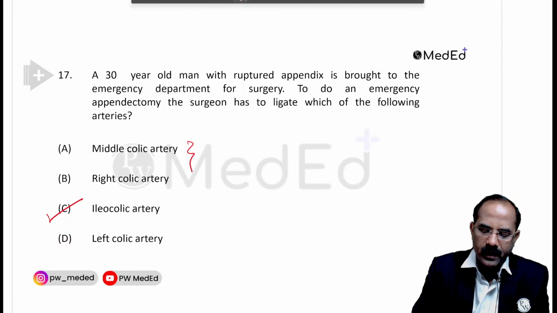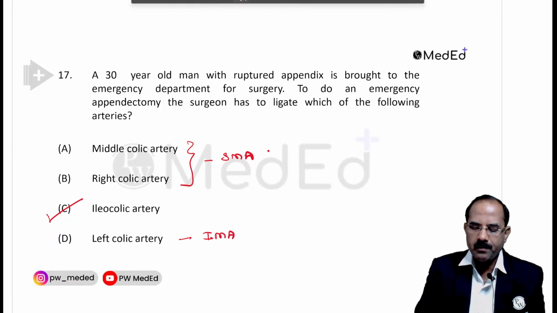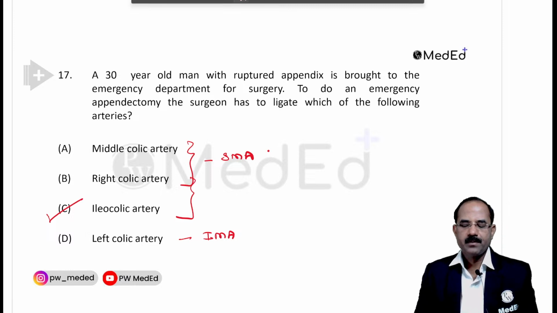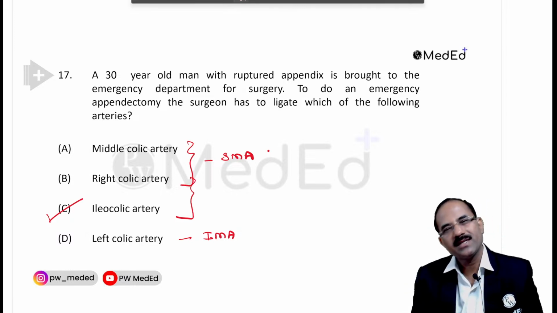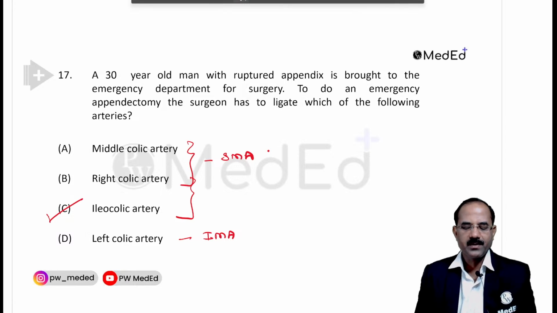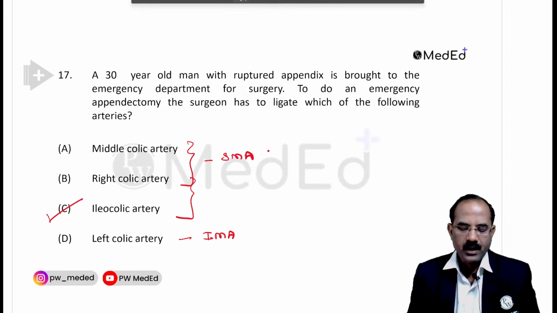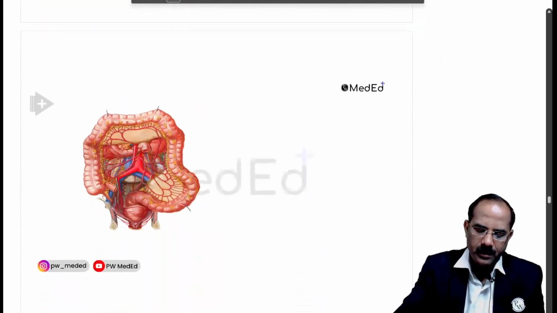Middle colic and right colic are branches of superior mesenteric artery. Left colic is a branch of inferior mesenteric artery. The middle colic, the right colic, the ileocolic, these are branches of superior mesenteric artery. The ileocolic artery gives a branch which is known as the appendicular artery.